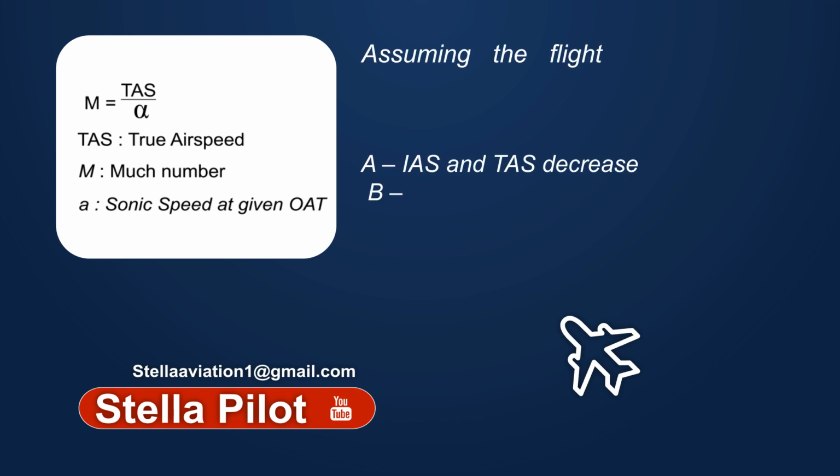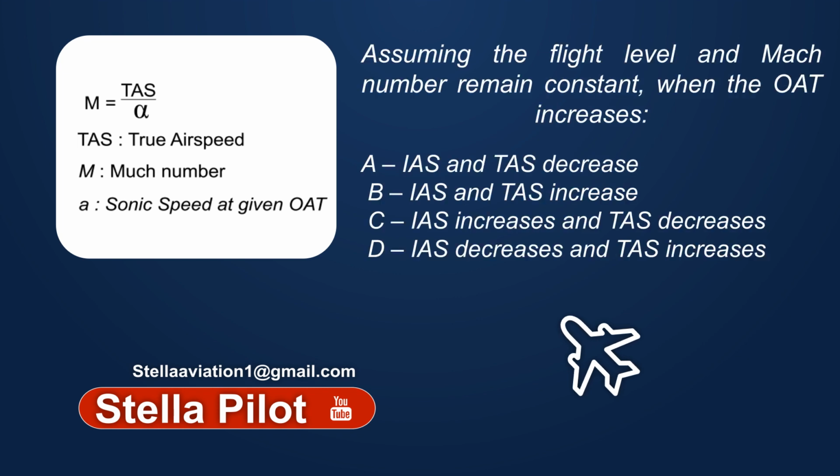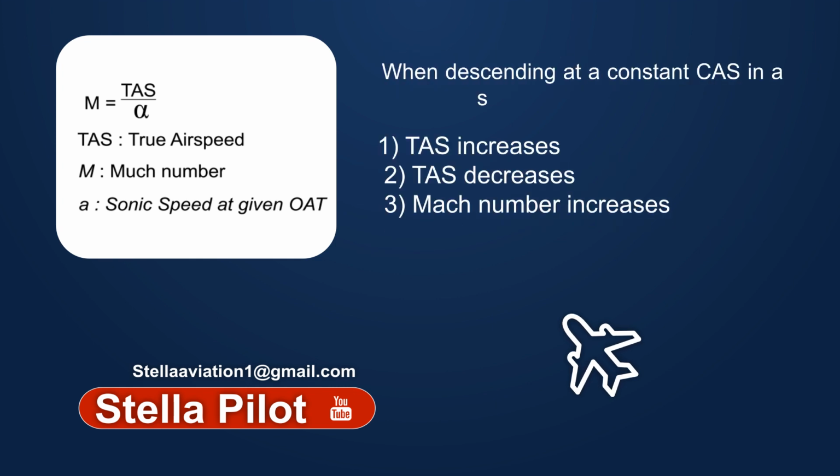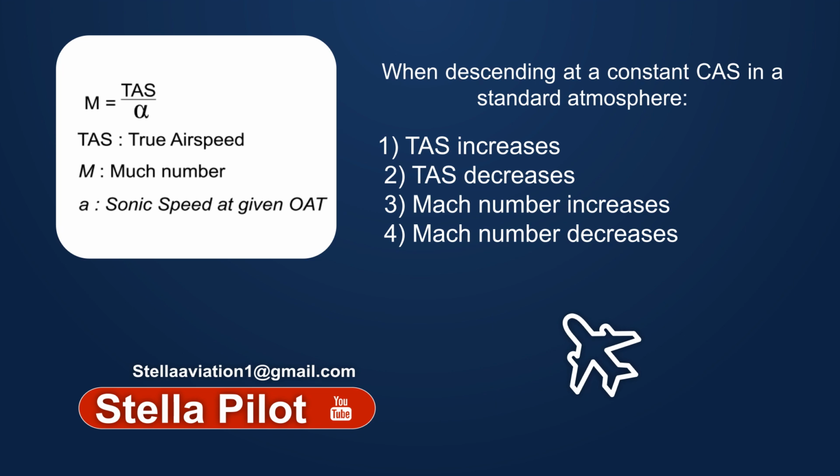And this one, assuming the flight level and Mach number remain constant when the outside air temperature increases, the answer is indicated airspeed and true airspeed increases. Or a question like this, when descending at a constant calibrated airspeed in a standard atmosphere, the correct answer is number 2, true airspeed decreases, and number 4, Mach number decreases also.